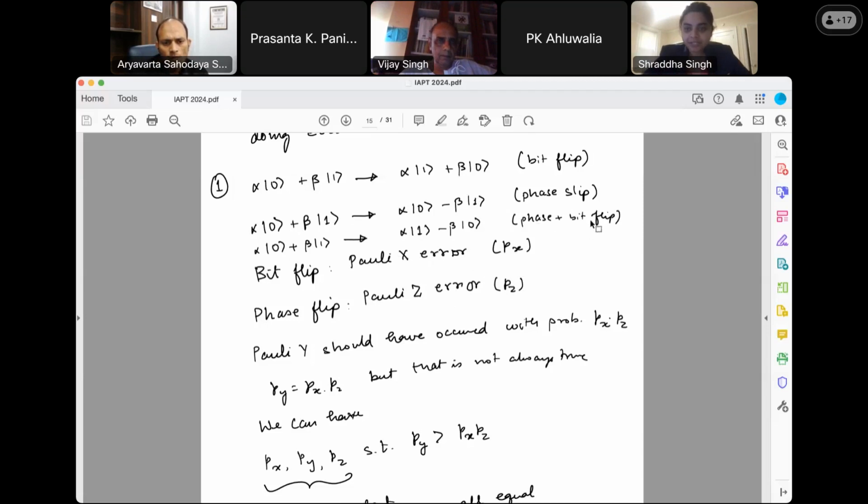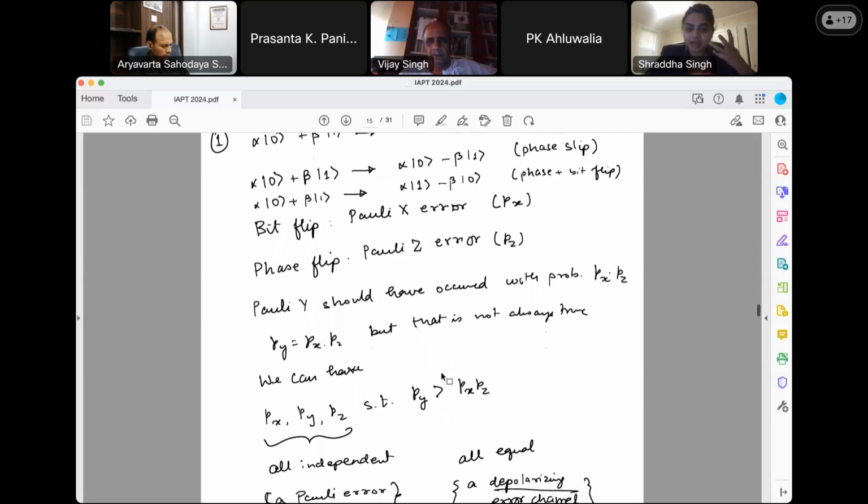It looks like the phase plus bit flip error, which is Pauli Y, by the way, because Y is equal to iota times ZX, Z as in Pauli Z, X as in Pauli X. If you multiply matrix Z with matrix X and multiply that product with a factor of iota that you see in the complex numbers, then you will get the Pauli Y. And so it looks like Pauli Y error really should occur only when Z and X both errors have occurred. So it should occur with a probability of Px times Pz. But that is not always the case actually.